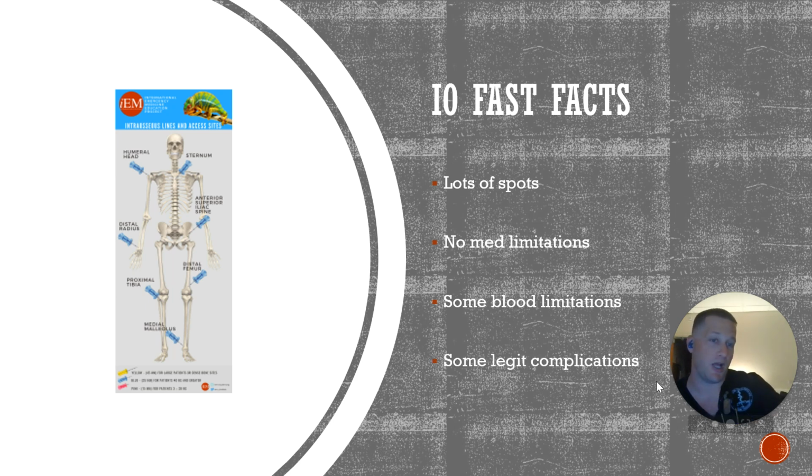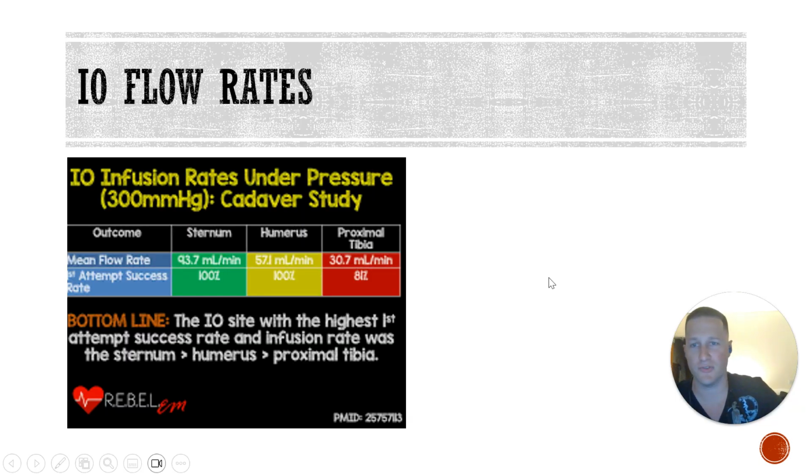Then there are some legit complications, right? It can cause bone fractures, can cause osteomyelitis. If you don't recognize that there's a fracture more proximal to the bone you're placing it in, your medications can just infiltrate out of the bone. And so you put a distal femur IO in somebody who has a femur fracture, that's going to cause problems. And so there are some legit complications of placing IO, but generally it is pretty well tolerated. Here's some flow rates. Sternum, pretty fast.